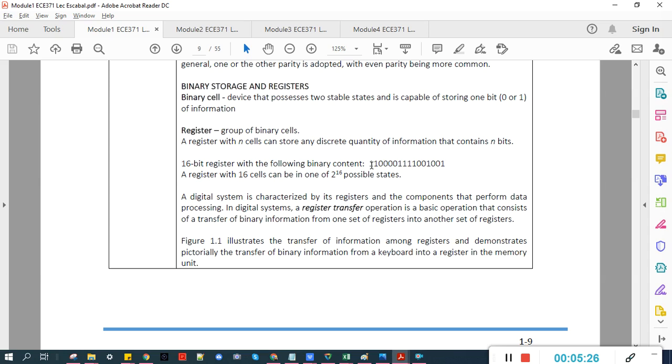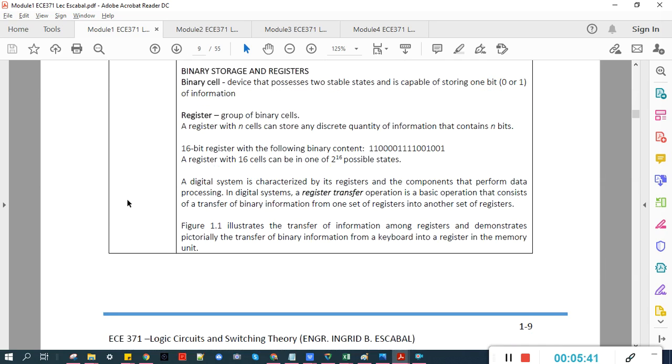Since 2 times 2 times 2, and so on, up to 16 times, is equal to 2 to the 16, there are 2 to the 16 possible states. If it's a 10-bit register, then the possible states are 2 to the power of 10. If it's a 2-bit register, 2 to the 2 is equal to 4, so there are 4 possible states.